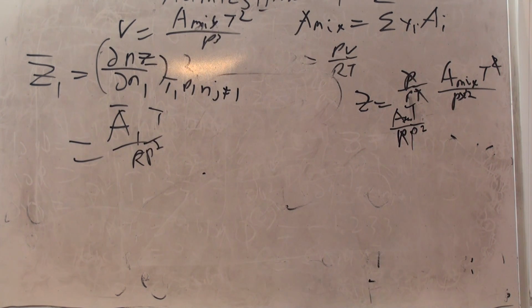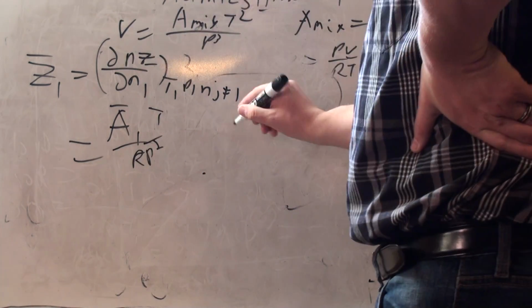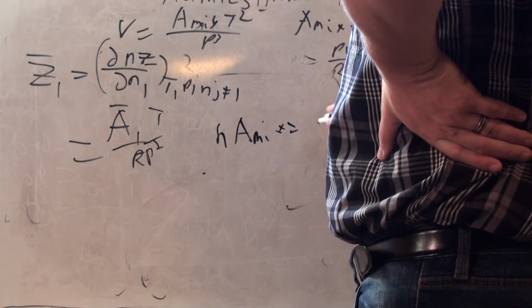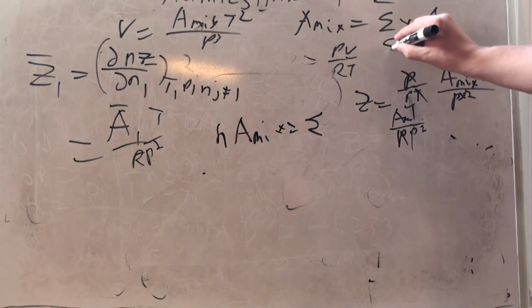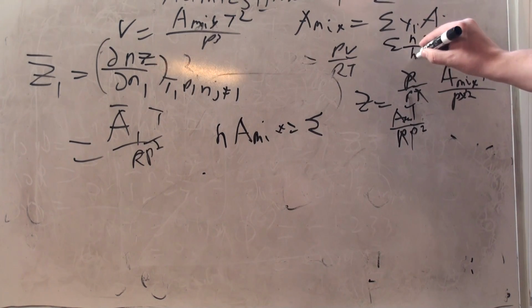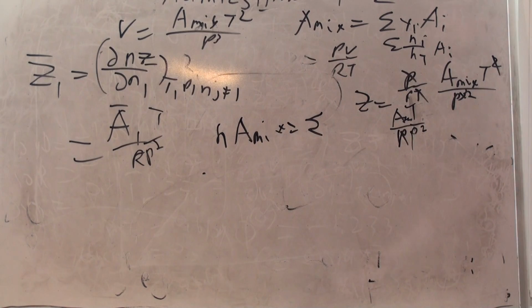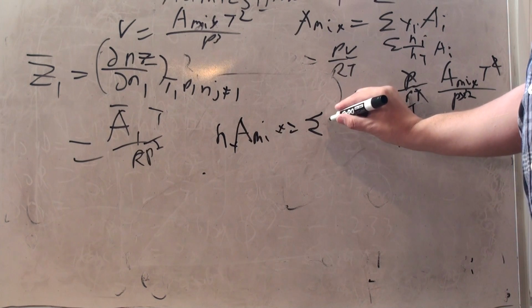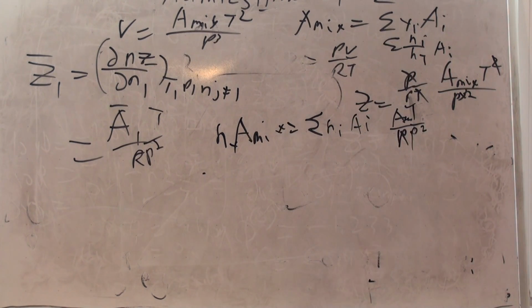Okay, but let's just do that really quick. So again, multiply that by n total. N A mix is equal to the summation of ni over n total times Ai. Well, they're all divided by n total, so they all have a common denominator. So if I multiply by n total, I should get the summation of ni Ai. Okay, that's not too crazy.